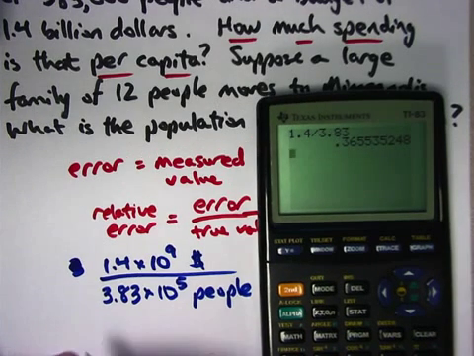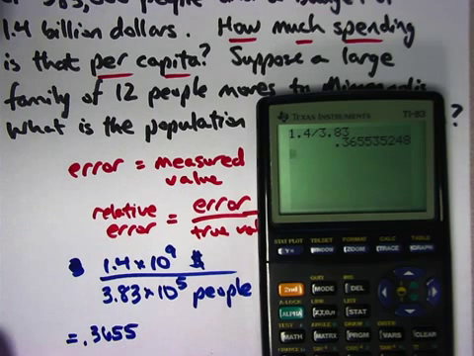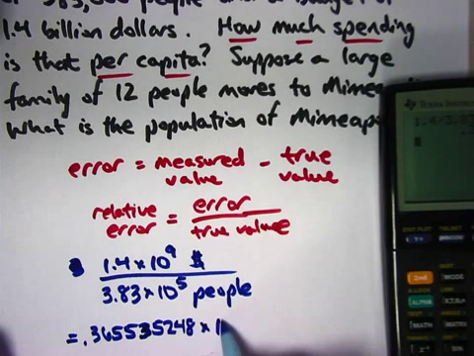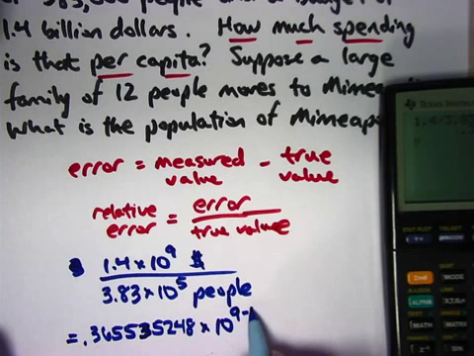So you can write it out. I'll write out all those decimal places just to emphasize something. 0.365535248... And then you can divide the powers of 10 as well, and you would subtract the exponents. 9 minus 5, it would be 10 to the fourth power.